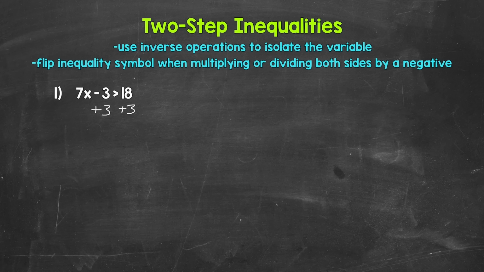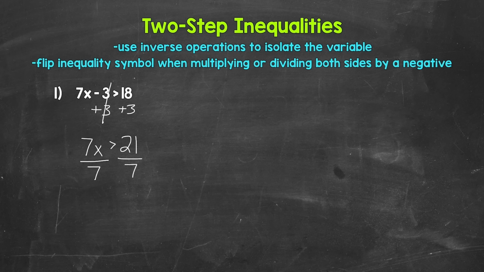Now, as far as the left side, these 3's cancel each other out. So we have 7x is greater than, and then on the right side, 18 plus 3 gives us 21. So now we have 7x is greater than 21. 7 times x is greater than 21. So now we need to undo that multiplication using the inverse operation. That's division. So let's divide the left side by 7. That means we need to divide the right side by 7 as well.